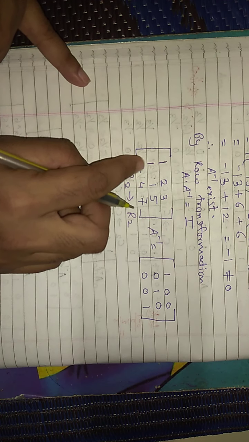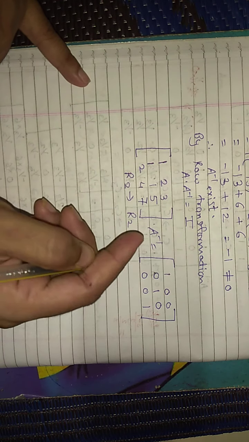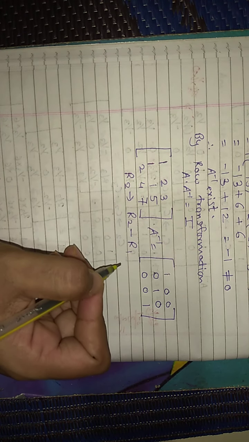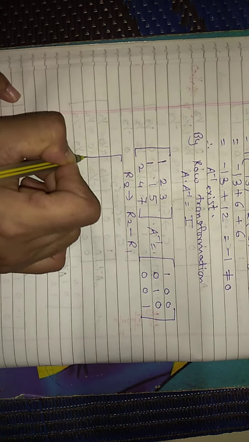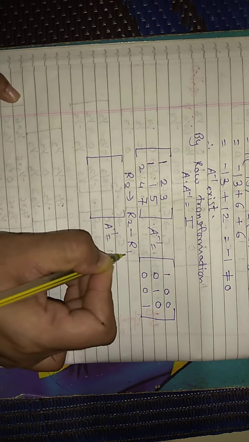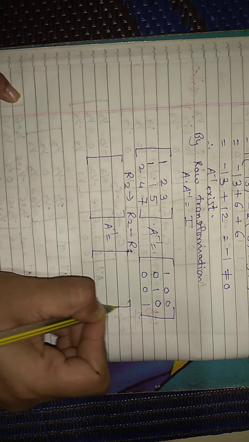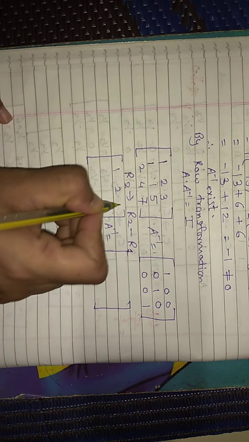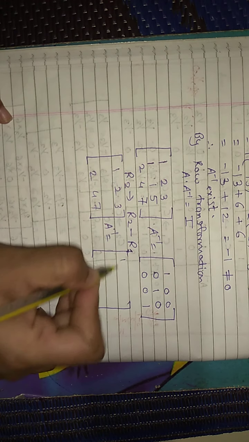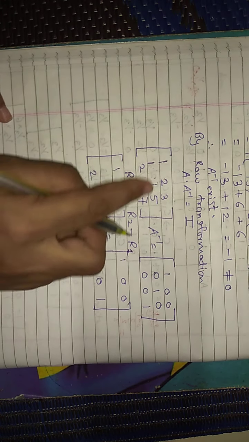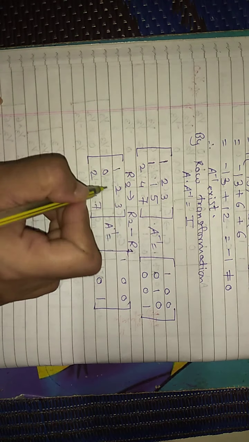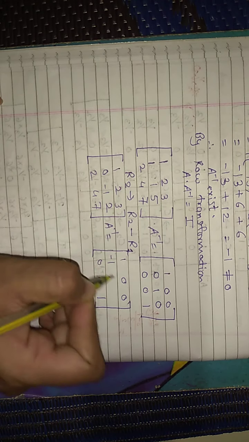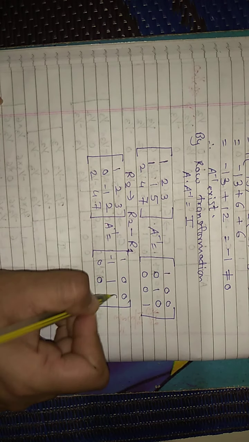So R2 row, 1 minus 1 we get 0. So therefore the R2 row changes with the help of R1, R2 minus R1. So we write again the determinant. Which row do we have to apply? Changes R2. So 1, 2, 3 and 2, 4, 7 keep it as it is. Now 1 minus 1, 0; 1 minus 2, minus 1; 5 minus 3, 2; 0 minus 1, minus 1; 1 minus 0, 1; 0 minus 0, 0.